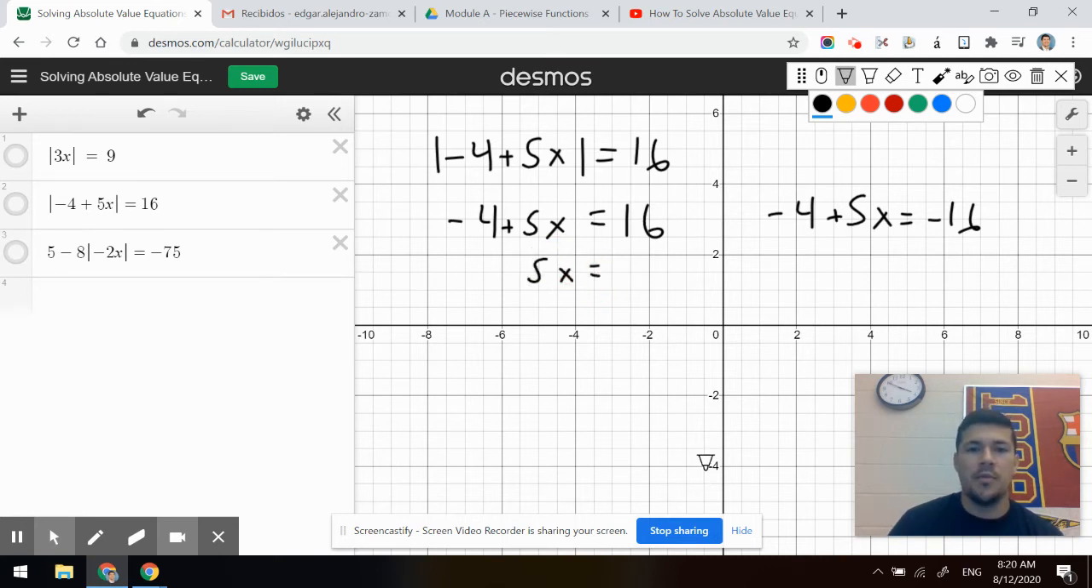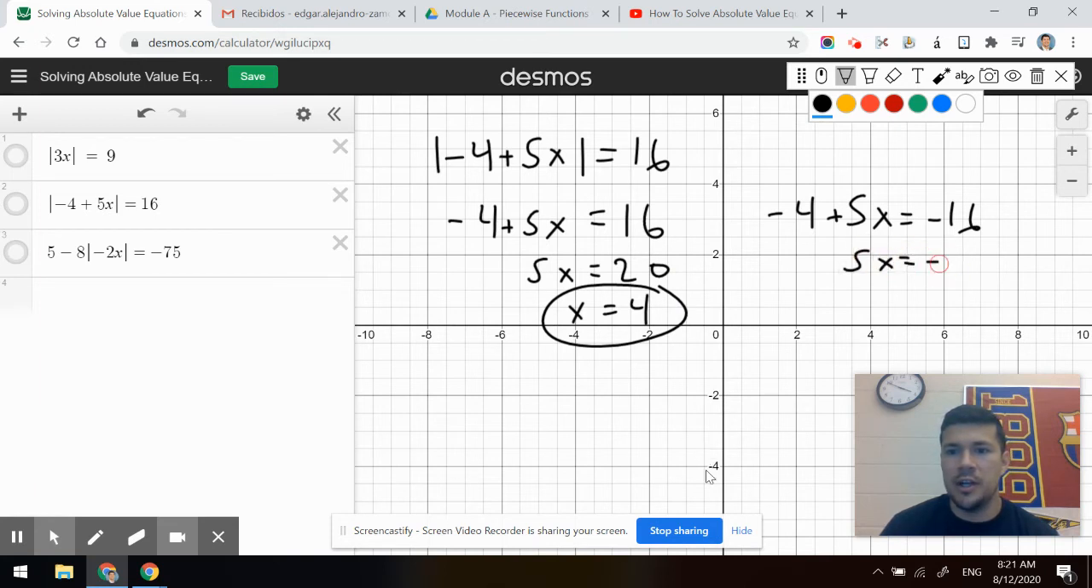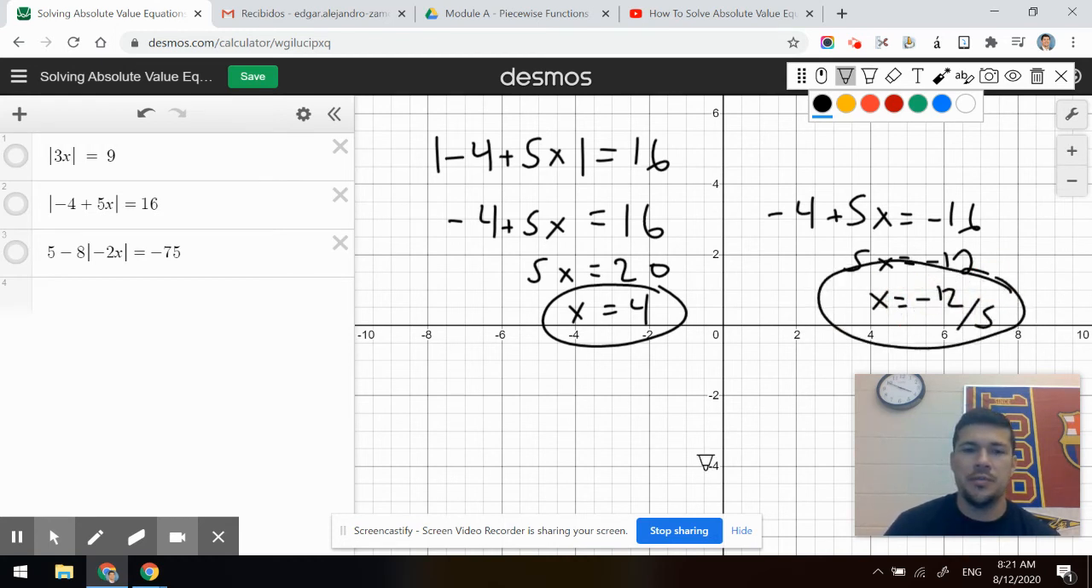So we're going to add 4 to both sides and you get 20. So x is going to be equal to 4. And here we can add 4, we get -12. So 5x equals -12 and x equals -12 fifths. I can substitute both of these. 5 times 4 is 20. 20 minus 4 is 16. Absolute value of 16 is 16.